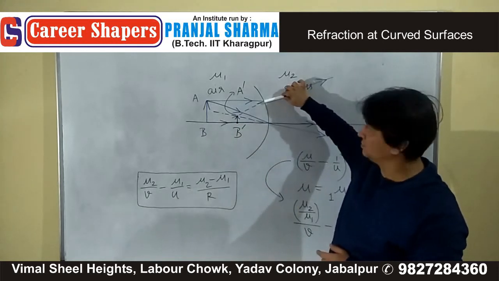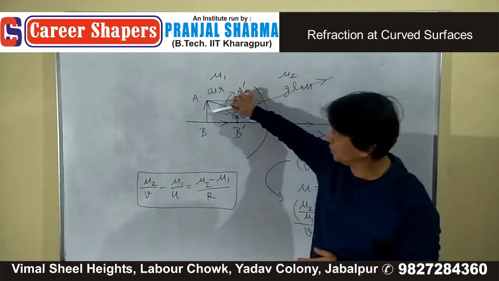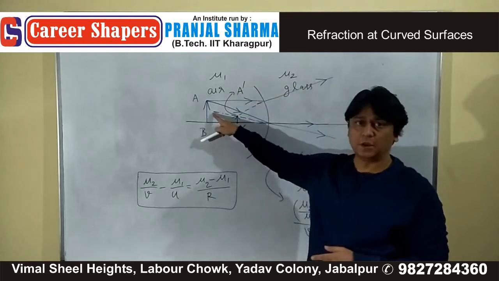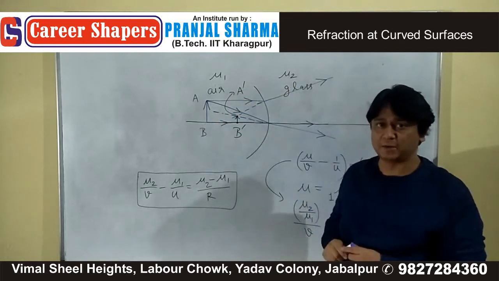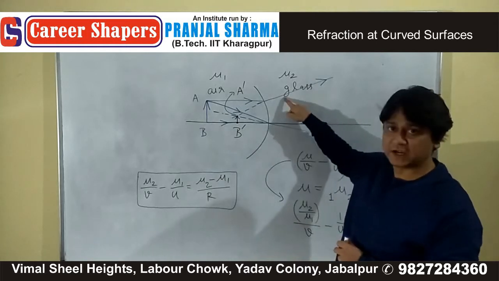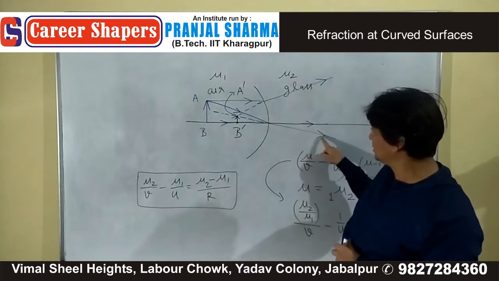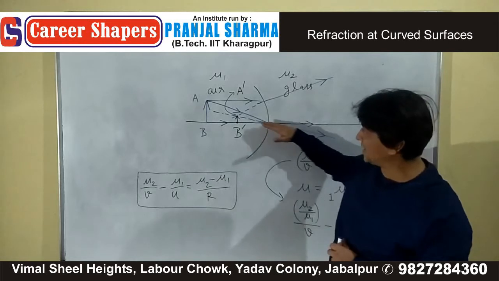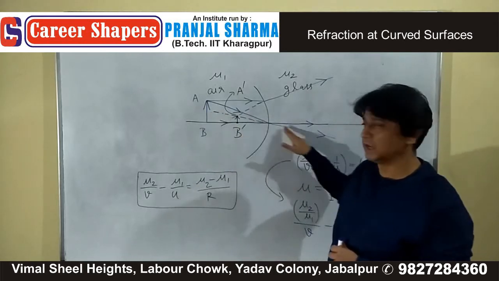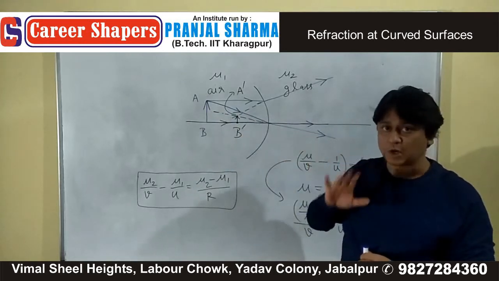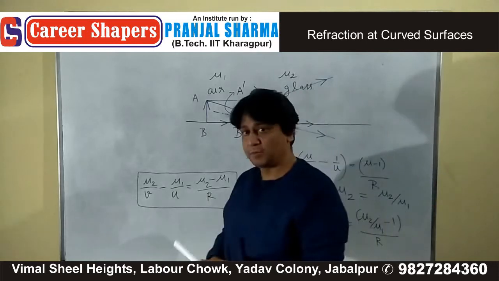A little bit less, then the intersection will take place somewhere here. But the thing is that every time this ray intersects with this ray, that intersection will definitely take place somewhere on this line. This is the important thing. What is the important thing?